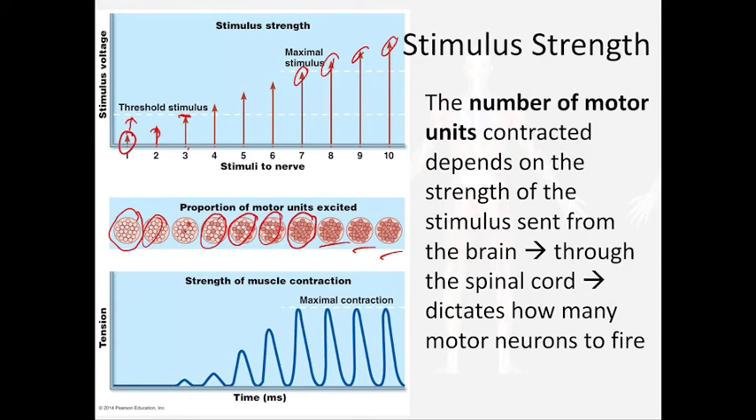And this is going to correspond with how much tension is being produced in the muscle, right? So no tension, a little bit of tension, and then it works its way up to that maximal contraction, and then it stays there. So the number of motor units contracted within a muscle is going to depend on the strength of the stimulus being sent from the brain. So we're just thinking of strong stimulus versus weak stimulus, and that's going to go from the brain through the spinal cord, and that tells the spinal cord how many motor neurons to fire, which then results in how many motor units to fire. Okay, so that's number one. Stimulus strength is going to dictate the number of motor units used.